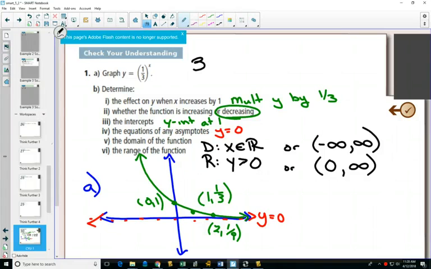So, some straightforward graphing questions. Try 3, 5, and 7.